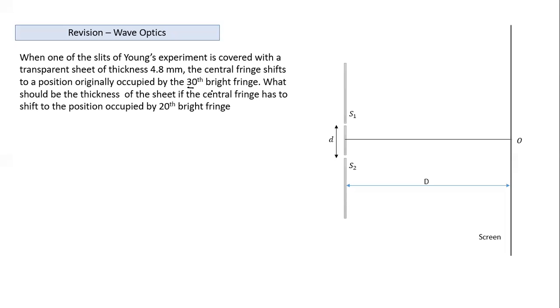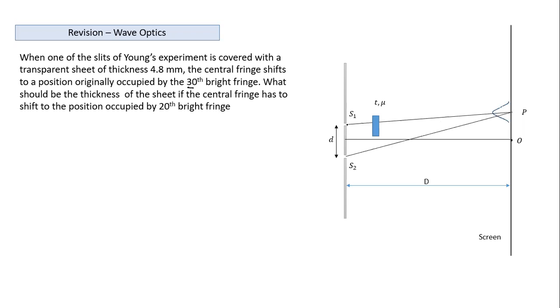So let's see why it shifts. It is again a question of optical path length. This was the central bright fringe here. And you know, if we place a transparent sheet in front of one of the slits here, the central bright fringe shifts to that side.